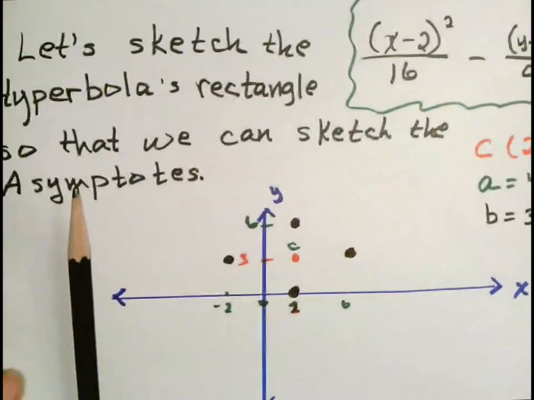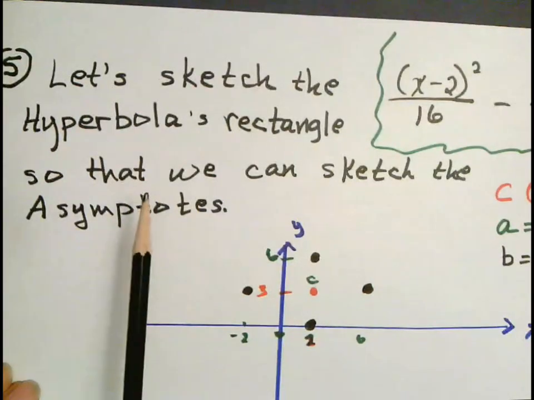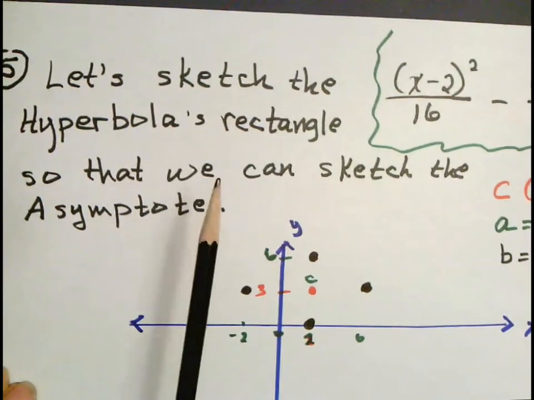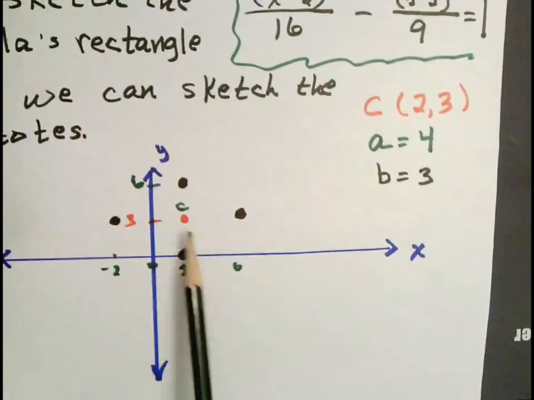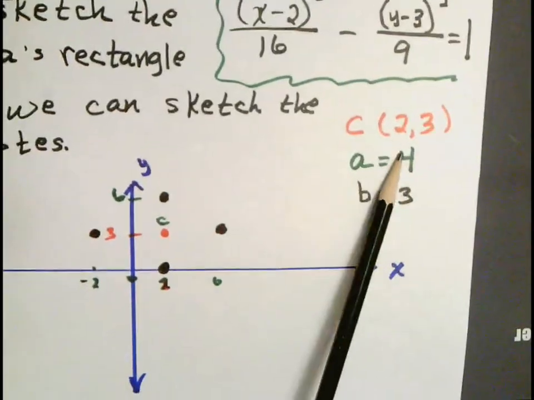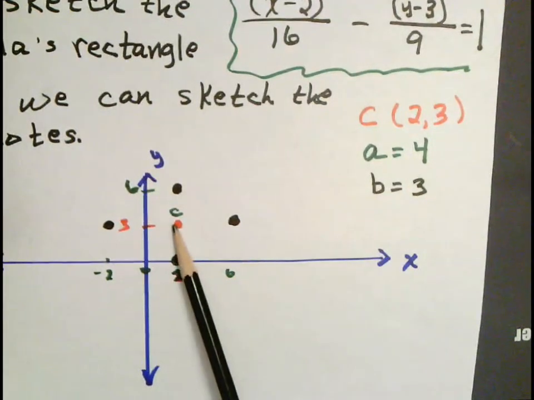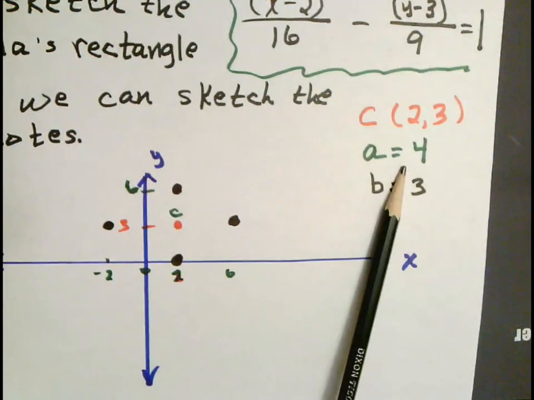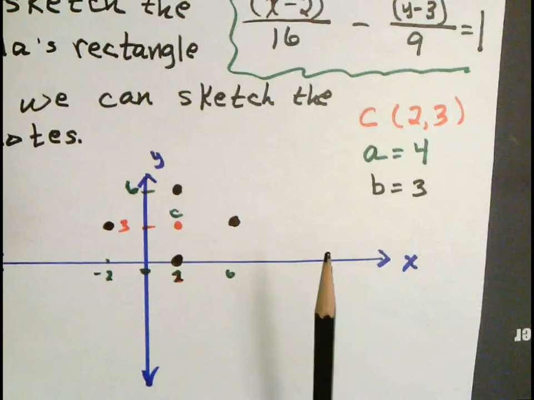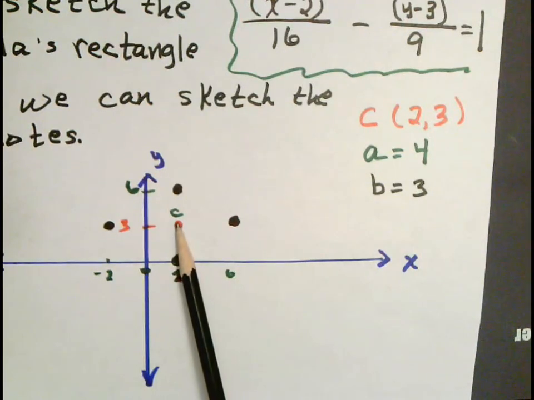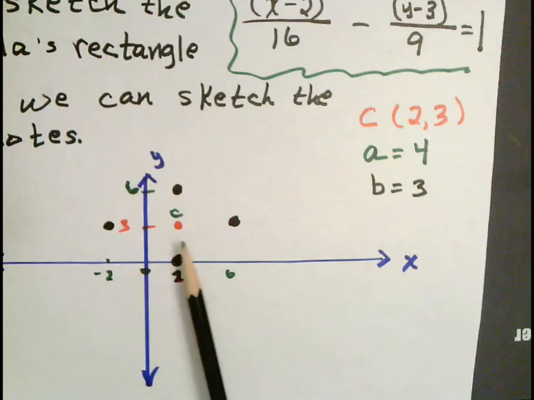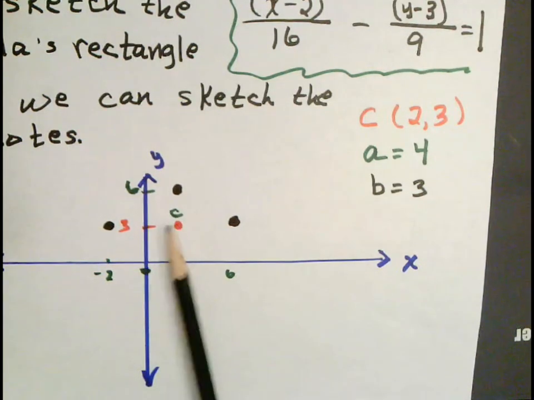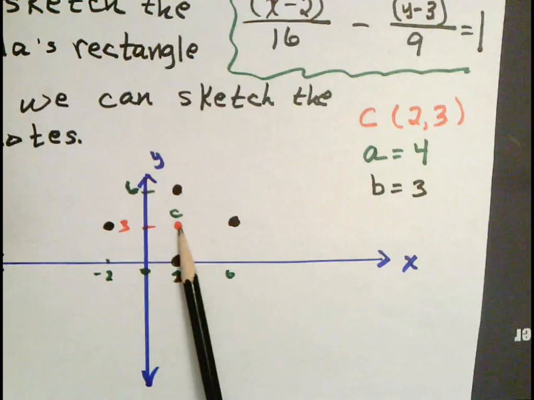Next, what we're going to do, we're going to sketch the hyperbola's rectangle. And the purpose of sketching the rectangle is so we can sketch the asymptotes. So the very first thing we do, here's the center. See, the center is 2, 3. We're going to always move from the center. The a is 4. Remember, we had the horizontal transverse axis. So from the center, we move 4 units to the right and 4 units to the left. The b was 3. So from the center, we move up 3 units and we move down 3 units.